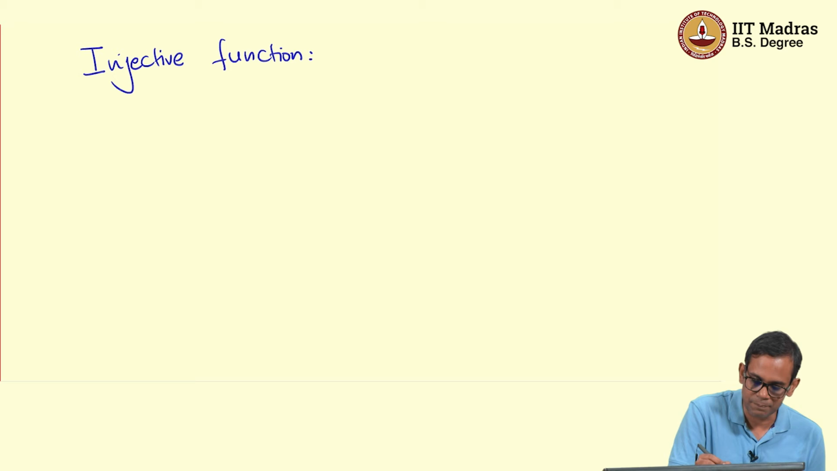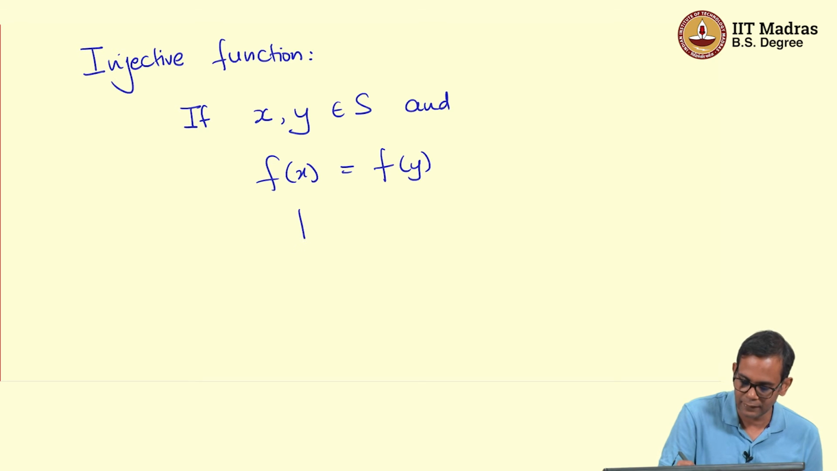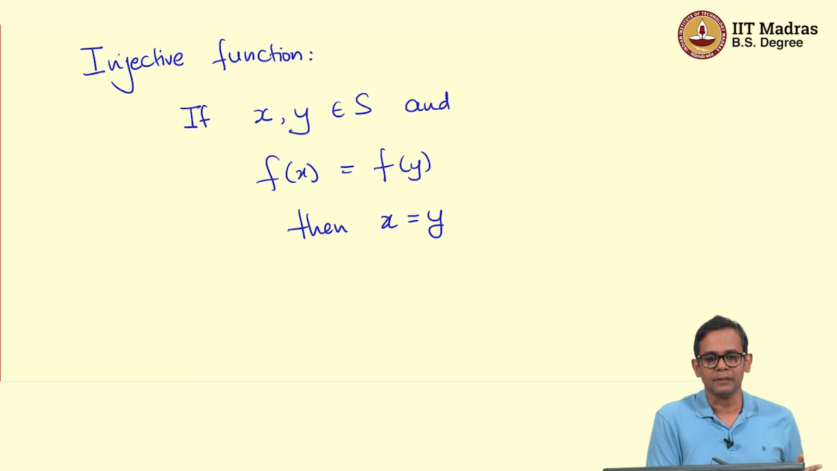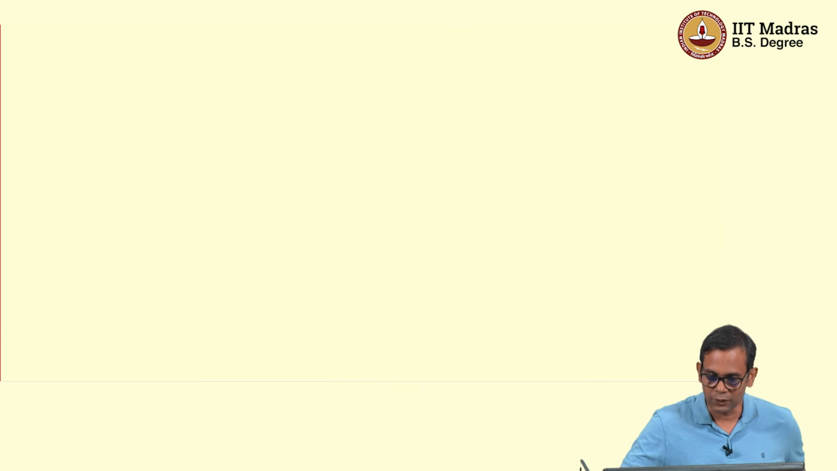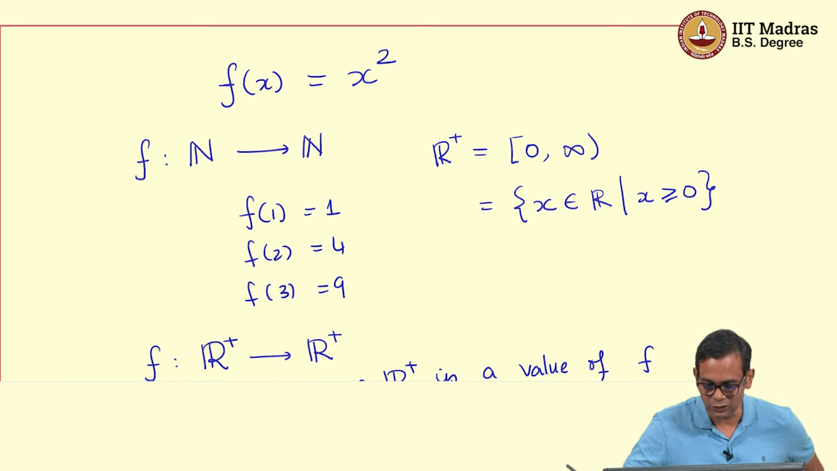So, what this means is that if x and y are in S and f of x is equal to f of y, then x is equal to y. So, distinct elements, the function takes distinct values at distinct elements. So, which of these manifestations of x goes to x square are injective?